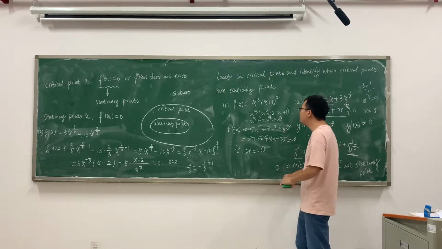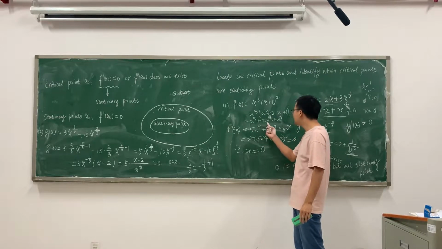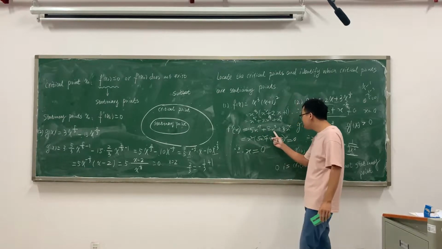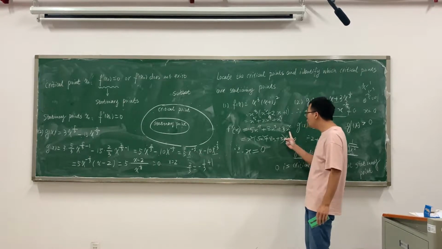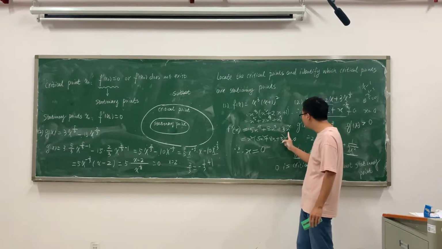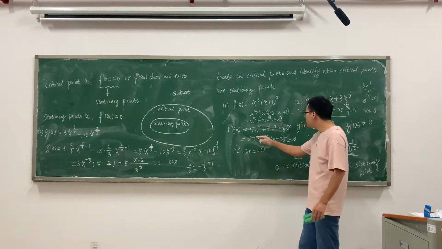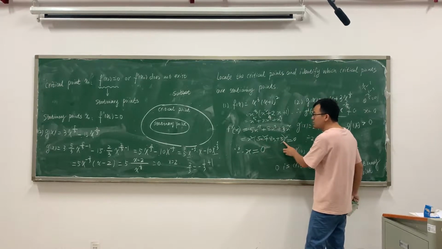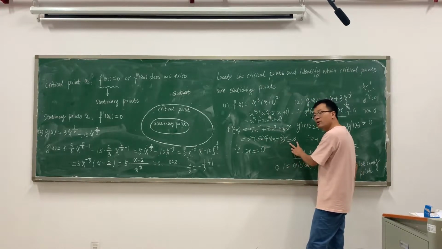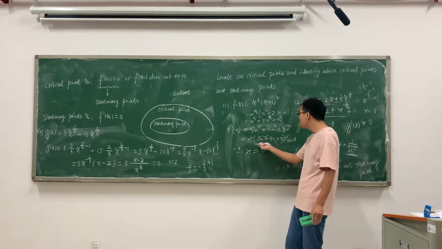So the derivative of this is 5x to the 4th power plus 8x cubed plus 3x squared. So we can take out x squared. So x squared times (5x squared plus 8x plus 3) is equal to 0. So either this part equals 0 or this part equals 0.